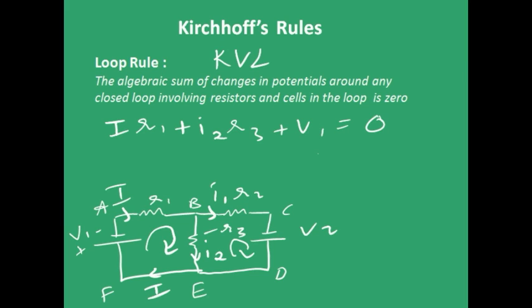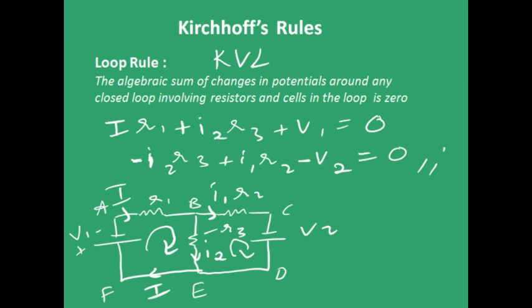The potential drop will be minus I2 R3. What does this mean? Because I'm going opposite to the direction of current from E to B, it's not a potential drop, it is actually a potential gain. So I wrote it with a negative sign. Next, I'll have a potential drop of I1 R2 from B to C. And next I have a gain of V2, so I'm writing it with a negative sign. That's it. You'll end up with E again. This will be equal to 0.